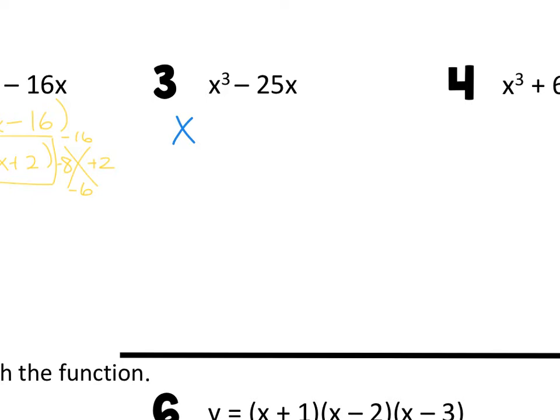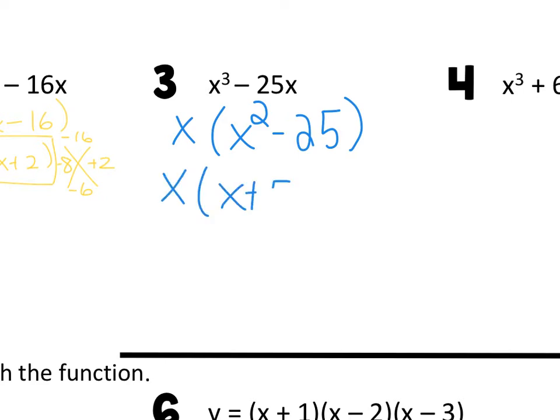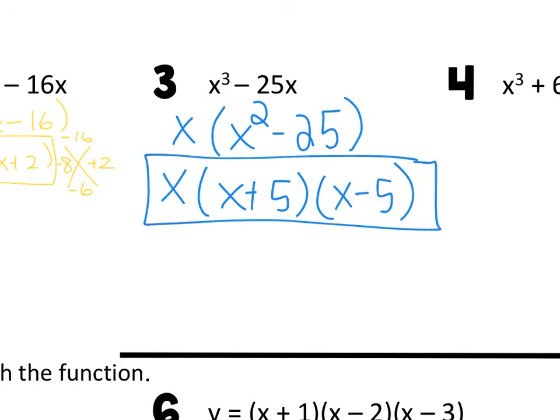Again, we take out the GCF, which is an x. But this time we don't have a trinomial, so this is a difference of perfect squares. So this would be x plus 5 and x minus 5. And that's it for that question.